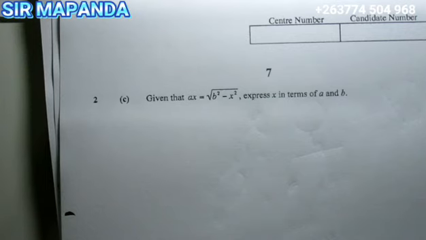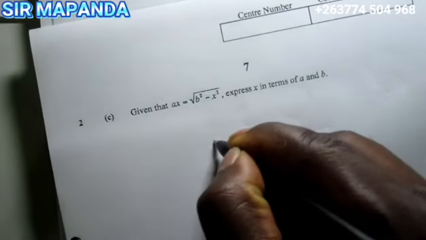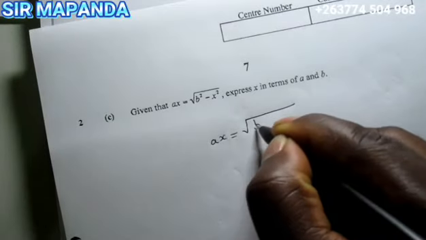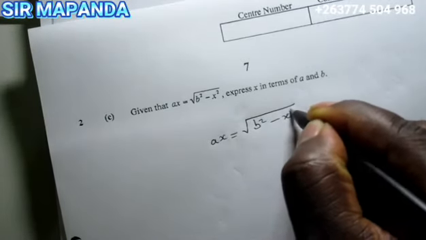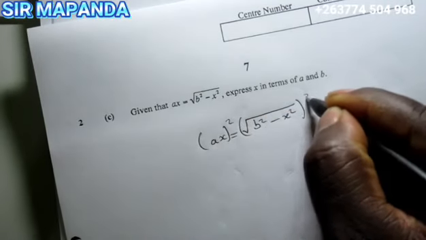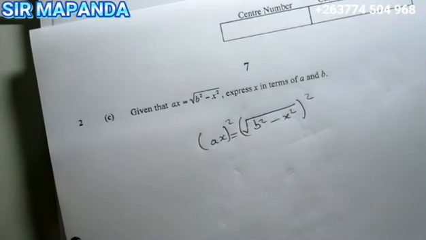To express x in terms of a, b is as good as making x the subject of the formula, right? So the first thing to do here is to get rid of this root sign. To remove the root sign, you have to square both sides by power 2 like this.